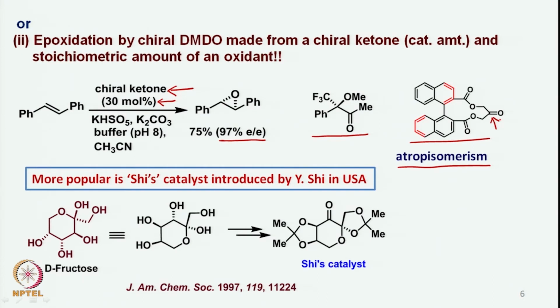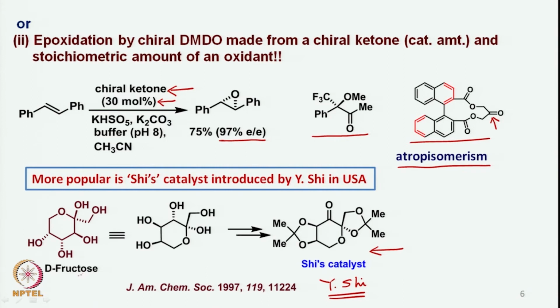But more than these is the Shi catalyst which is utilized, which is reported by Y. Shi in the United States, and that can be easily prepared from D-fructose. As you can see here, the top ones which I have shown here are the ketones which are not sterically hindered. They are chiral, they are optically pure, but they are not sterically hindered.